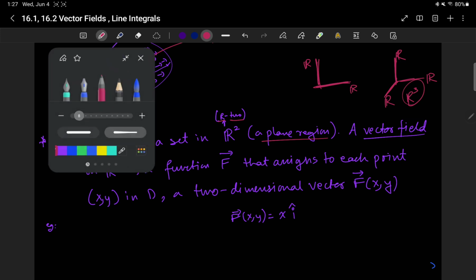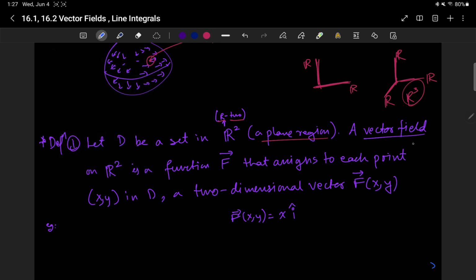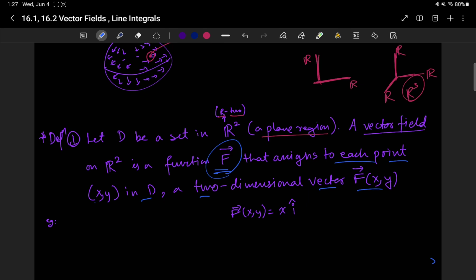Let D be a set in R2, so some set. A vector field on R2 is a function F with an arrow on top to indicate that it's a vector function that assigns to each point (x, y) in D a two-dimensional vector F(x, y). So essentially, a vector field is a vector function. Okay, but we define it separately because of the context in which it is used. Let's look at an example.